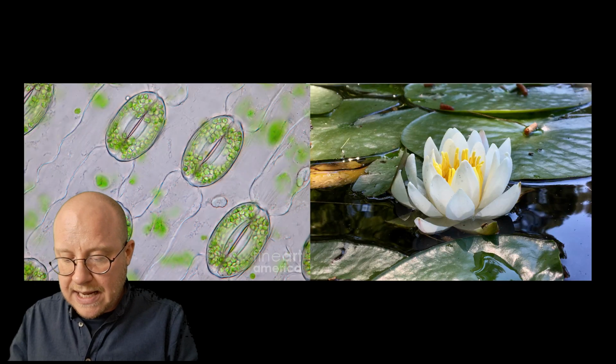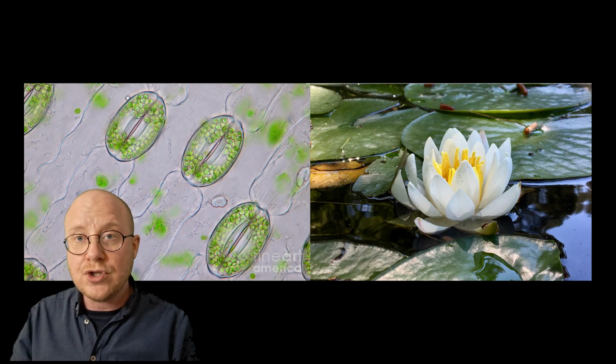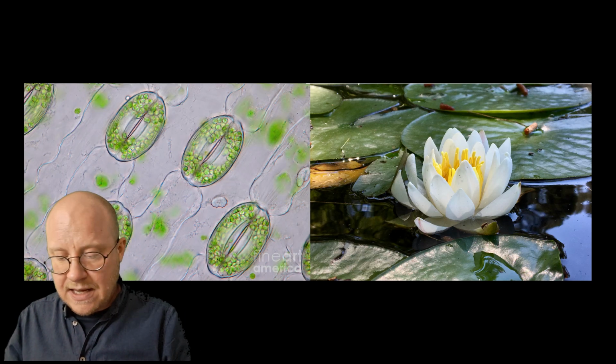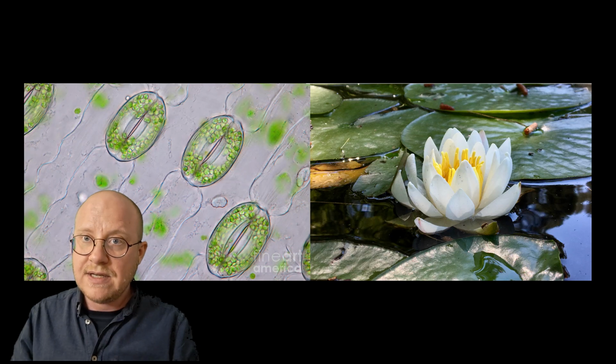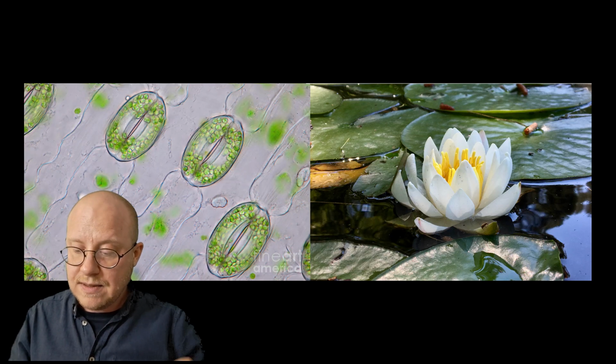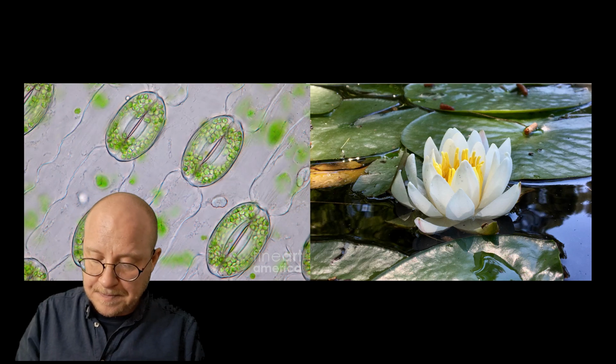Some floating plants have developed leaves that have stomata on the top surface of the leaf in order to capture atmospheric CO2. So usually the stomata is on the underside, but not in these floating plants.